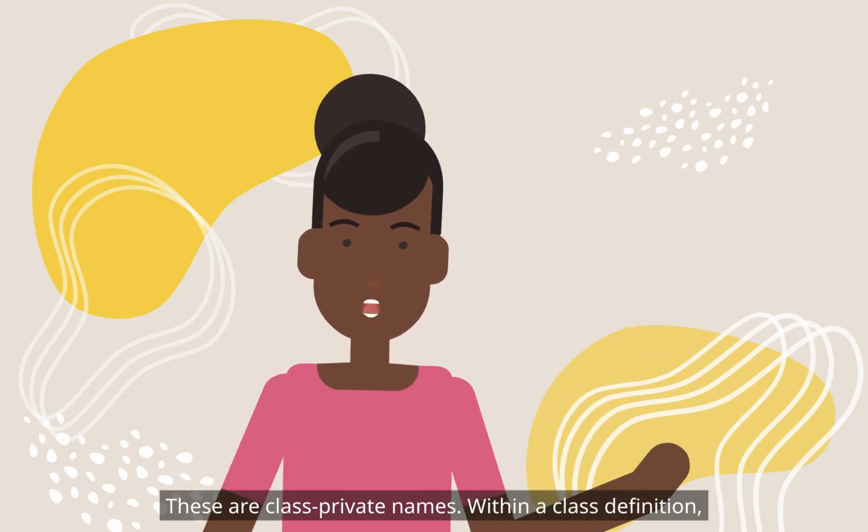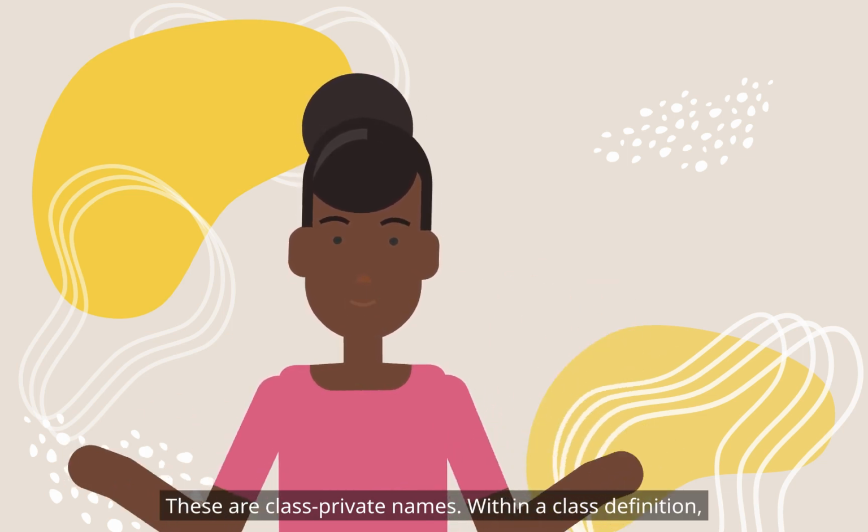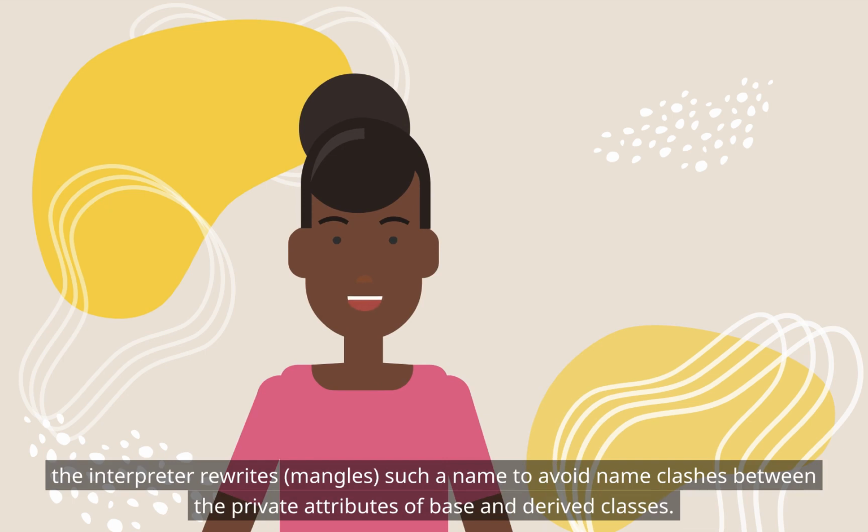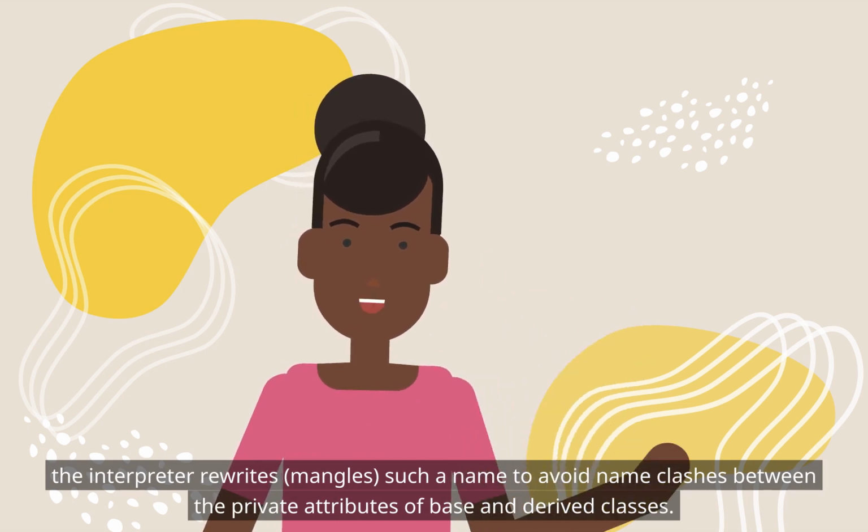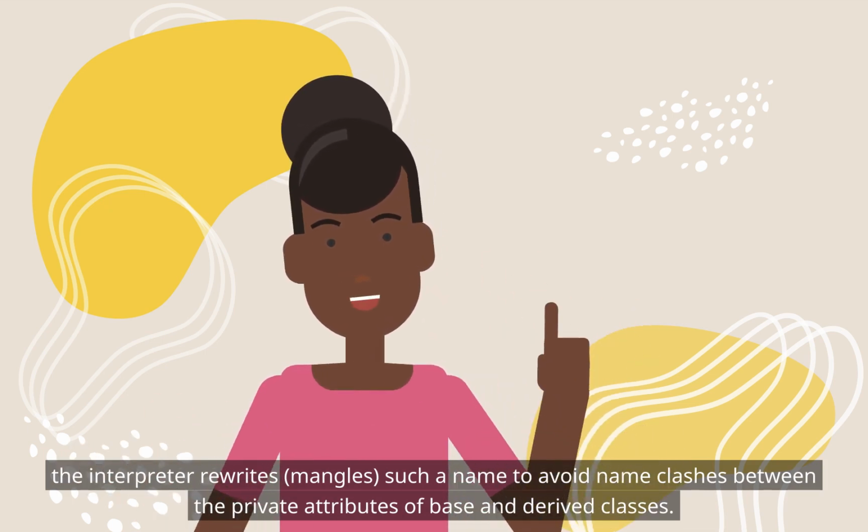These are class private names. Within a class definition, the interpreter rewrites, or mangles, such a name to avoid name clashes between the private attributes of base and derived classes.